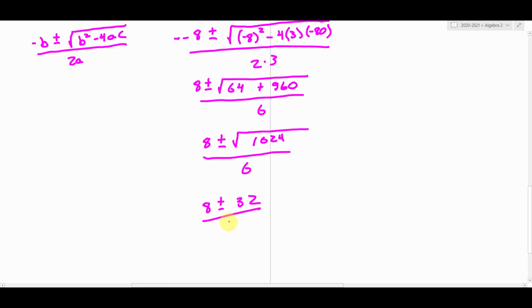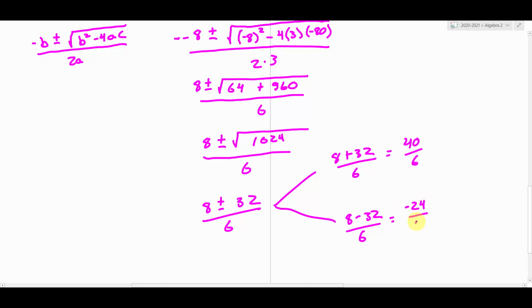So 32 over 6. This is where I like to branch out into 2 separate problems. I'm going to do 8 plus 32 over 6, and then I'm going to do the minus: 8 minus 32 over 6. That's what I can do in my head. 8 plus 32 is 40, and then you have 40 divided by 6. And over here you have 8 minus 32, which is negative 24 over 6. So this will be negative 4.